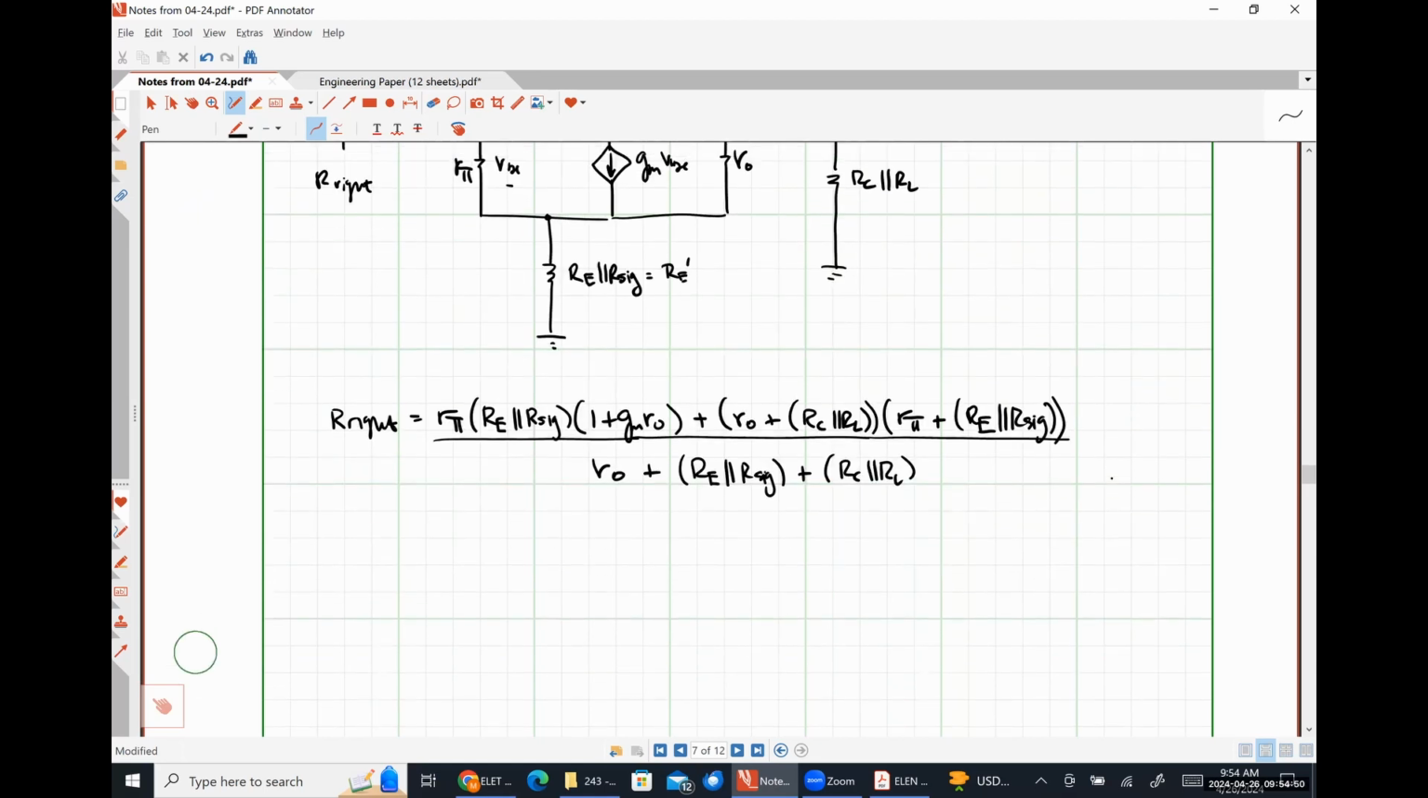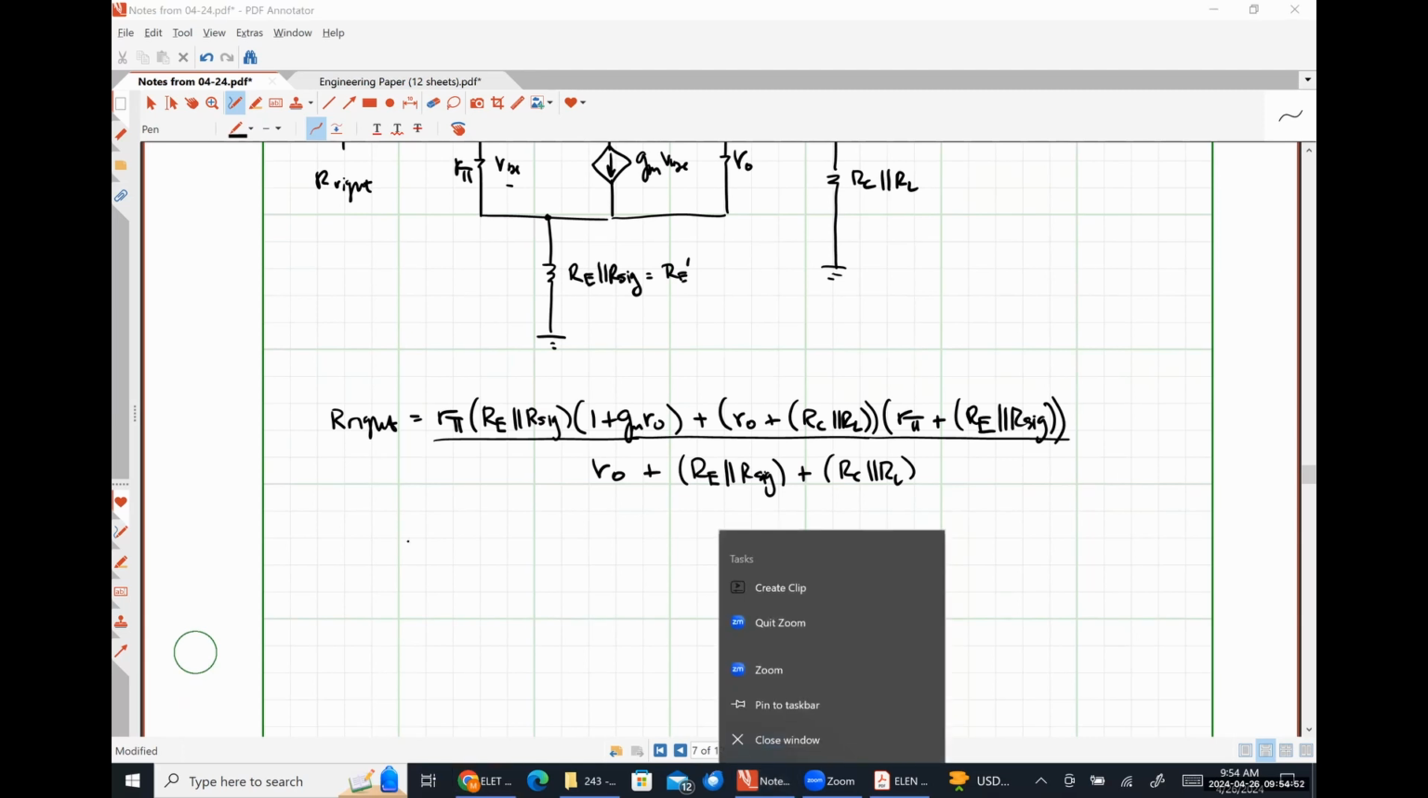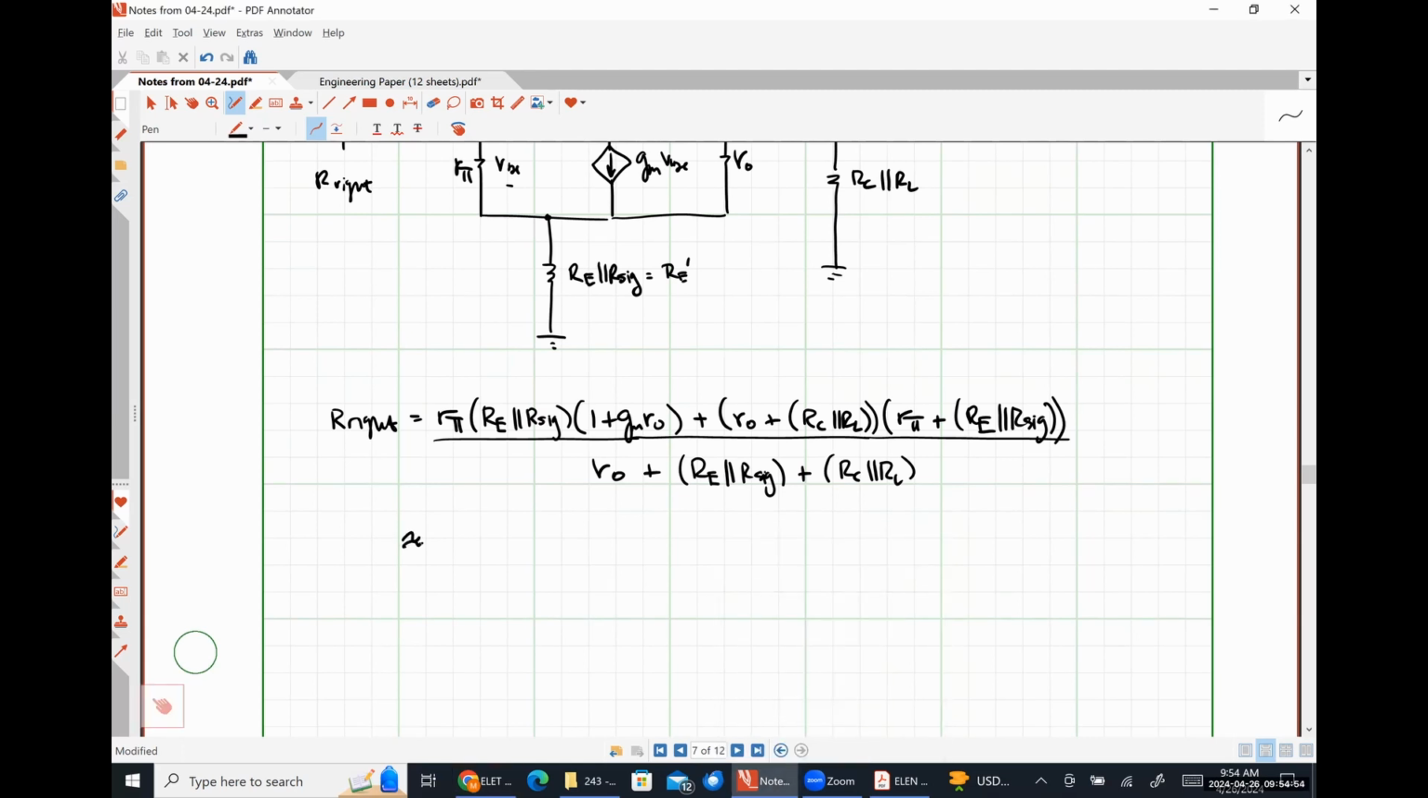And in case we didn't want to suffer through literally all of that, assuming R naught is much greater than the other resistances, or assuming the effects of the Early effect can be neglected, this looks like R pi plus 1 plus beta times RE in parallel with R sig.